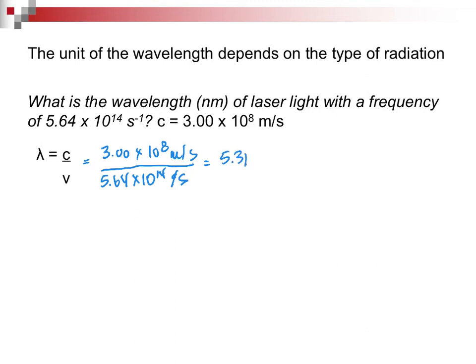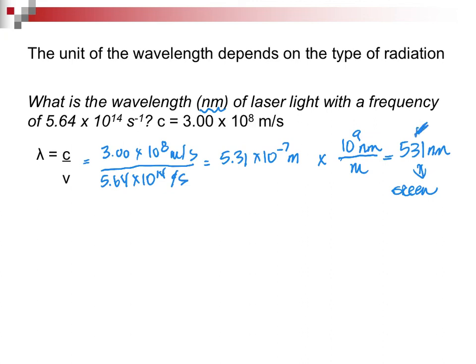Numerically, that's 5.31 times 10 to the minus 7 meters. Notice it wants it in nanometers. So you would have to add in the fact that there are 10 to the 9th nanometers for every meter, and that tells us that we have 531 nanometers. If I look at a chart, that is green. Students just exploded when they said, we don't have to know the names. I said, no, you really just have to know the wavelength.